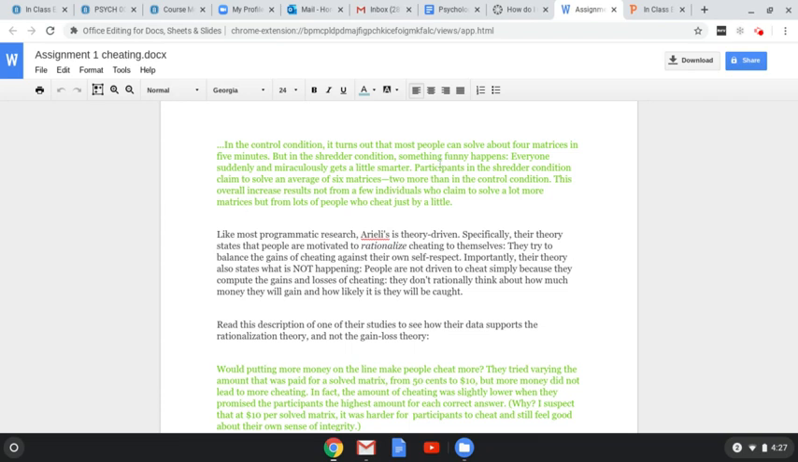In the control condition, it turns out most people can solve about 4 matrices in 5 minutes, but in the Schroeder condition, something funny happens. Everyone suddenly and miraculously becomes a little smarter. Participants in the Schroeder condition claim to solve an average of 6 matrices. Now, this is not double, it's not 8, it's not 10. Remember, there were up to 20 of them, but only 2 more than in the control condition. So this overall increase is not resulting from a few people who claim to solve a lot more, but from a lot of people who claim to cheat just a little bit.